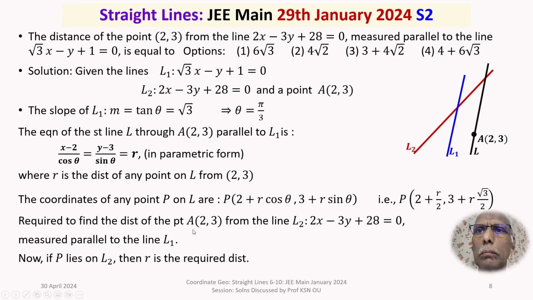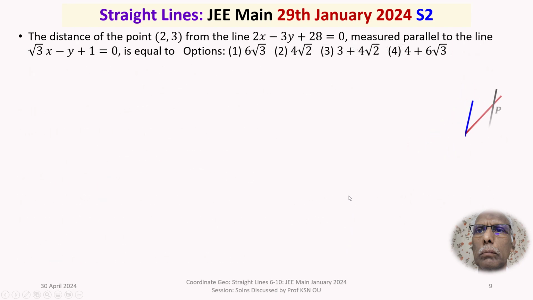This is not P, this is A. So this is the point of intersection, P, right. If this point P lies on L2, then R will be the required distance. This will be R. So take the coordinates of P, substitute in L2 and find R. That's your answer.